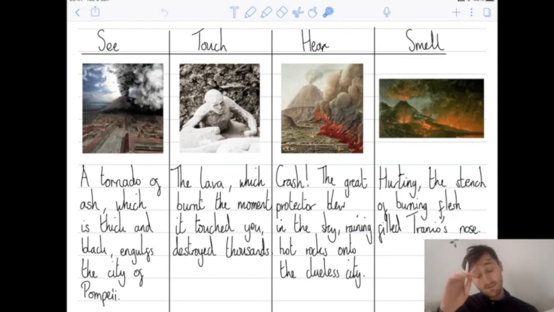Obviously I understand that most of us don't actually have printers at home, so you can just use the pictures as I've uploaded them onto Teams. You can just see the pictures nice and big and you don't need to print them out.